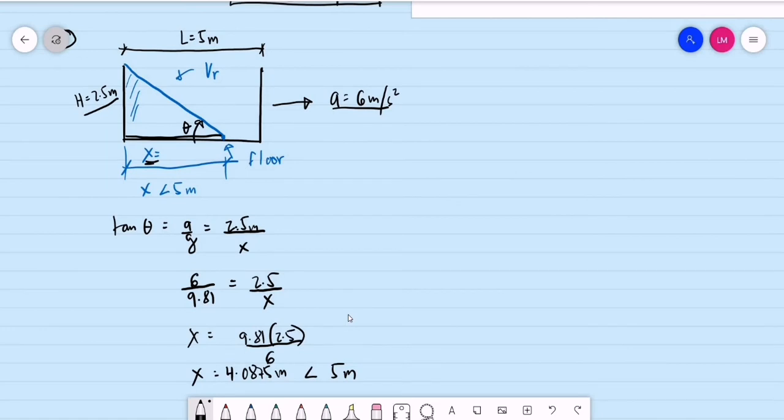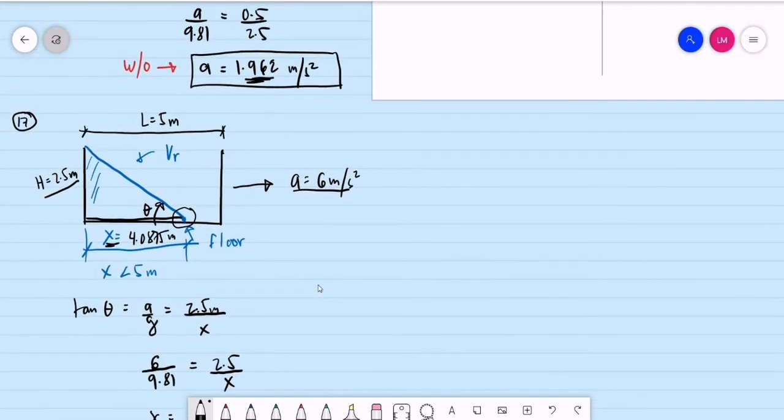The length of the tank is 5 meters. We assume that the front edge of the water is already on the floor. We have the value of x as 4.0875 meters, which is less than 5. So how do we compute the remaining volume of the tank? We recall that the width of this tank perpendicular to the paper is 2 meters.